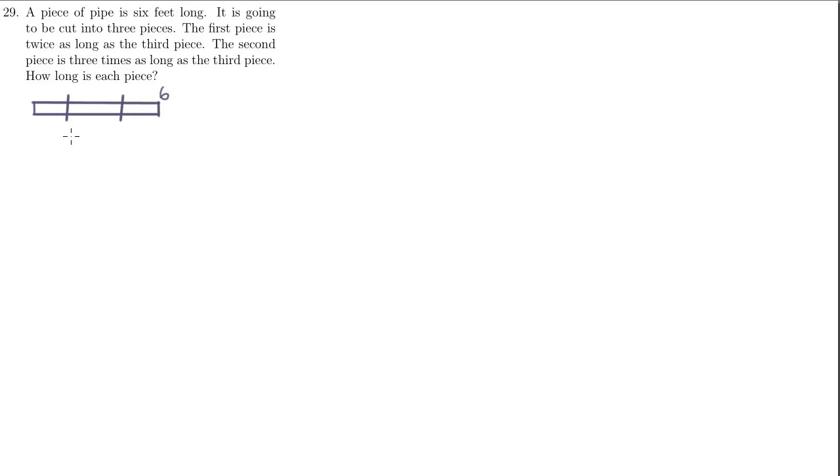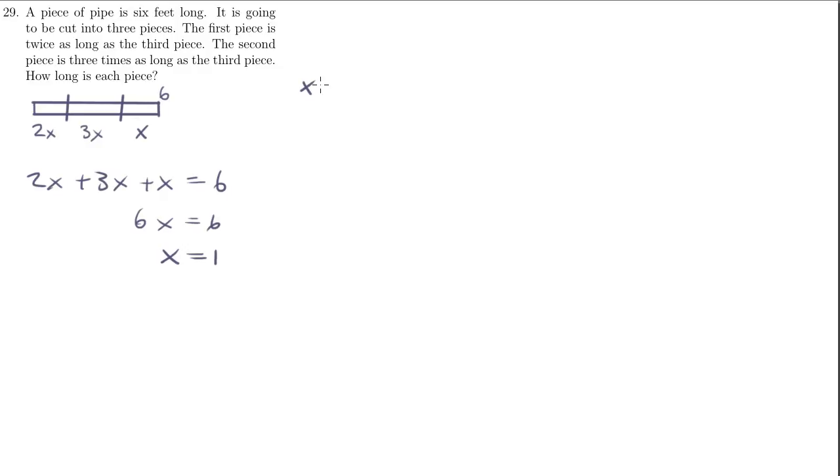Great. The first piece is twice as long as the third piece. Second piece is 3 times as long as the third piece. Great. I think we can kind of see the pattern happening right here. How long is each piece? We take 2x plus 3x plus x. We set it equal to 6, and we'll get 6x is 6. X is equal to 1.